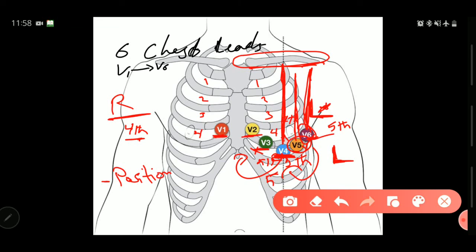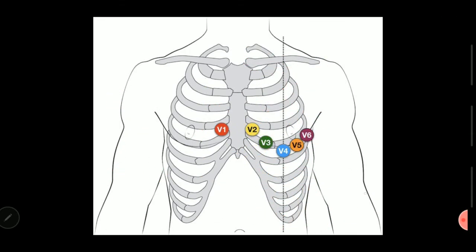So V number 1, if you don't see V number 1, the first chest lead, you have to look for the red color, because the red color is related to the V number 1. When you don't see V number 1, you have to look for the red color. Okay, V number 2, which you put the yellow color. When you don't see V number 2, you have to look for the yellow color, because the yellow color is the same as the V number 2.